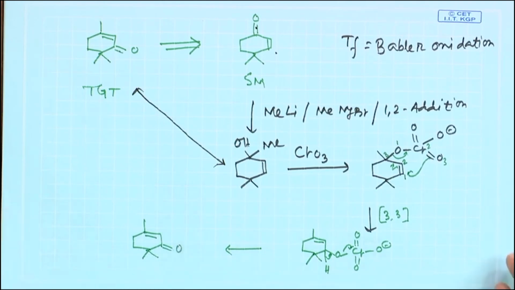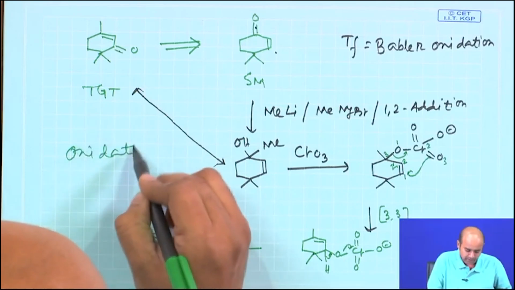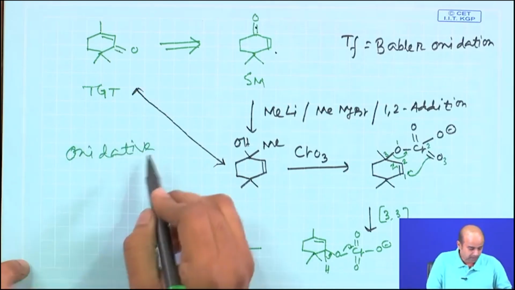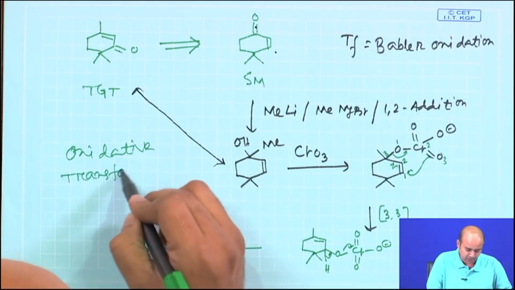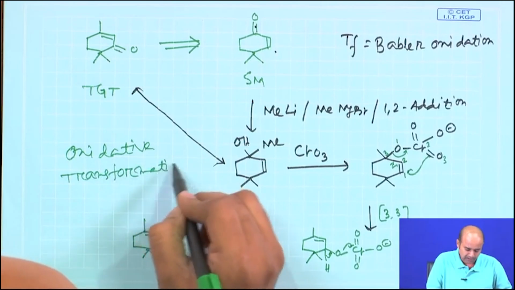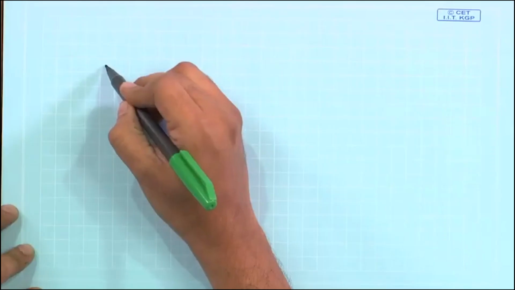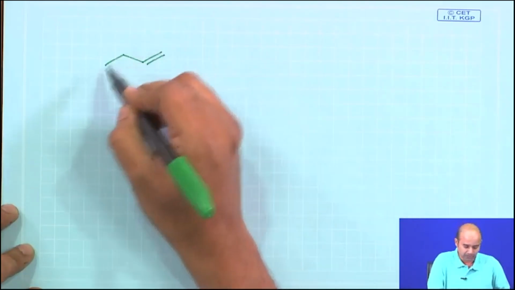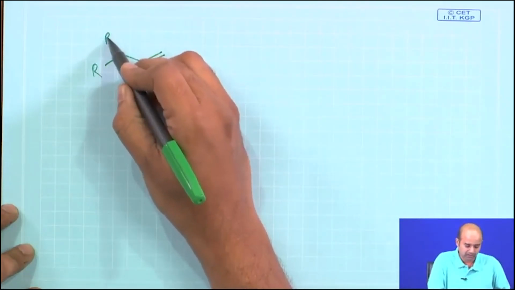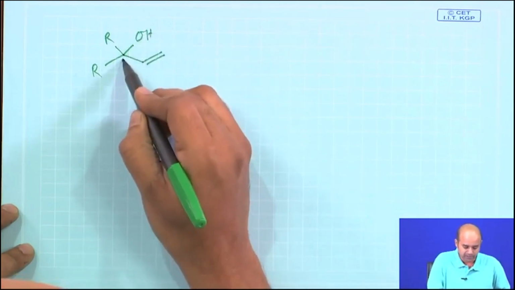So, Babler oxidation is a very useful transformation. We called it an oxidative transformation, but the prerequisite for Babler oxidation is that you need to have an allylic tertiary alcohol. So, in terms of potential retrosynthetic disconnection, let us say I am drawing a simple allylic alcohol, simple ROH. This is a potentially 3 degree or tertiary allyl alcohol.